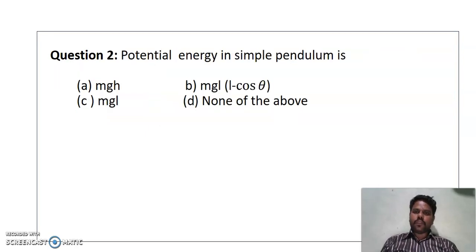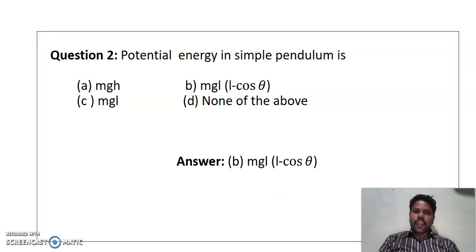Question number 2. The potential energy in the simple pendulum is given by option A mgh, option B mgl into 1 minus cos theta, option C mgl, option D none of the above. We know that the potential energy in a simple pendulum is given by mgl into 1 minus cos theta. So the answer is option B.